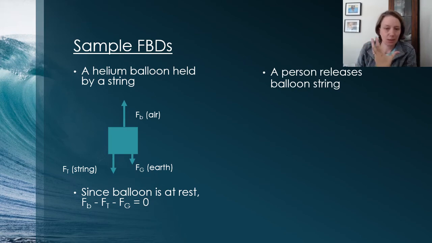Second free body diagram. What happens for the same balloon when the person lets go of the string? So go ahead and pause the video, see if you can draw the free body diagram and write your equation. Free body diagram should be pretty straightforward.